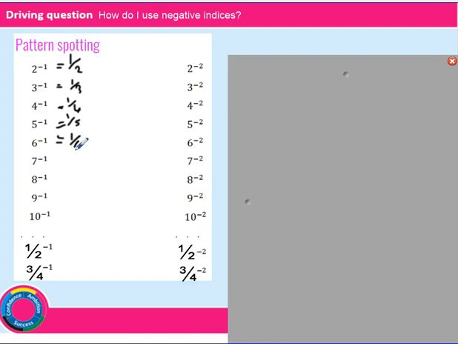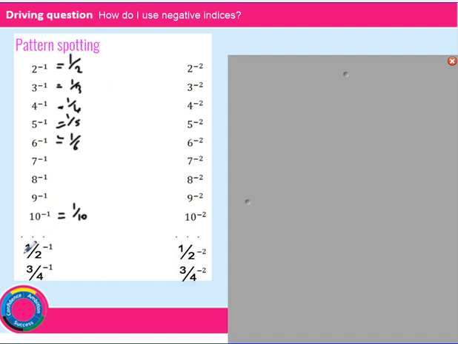One over 6, 1 over 7, 1 over 8, 1 over 9, 1 over 10. What's the pattern? What do you think these three would be? 1 over 7, 1 over 8, 1 over 9. What would 11 to the power of negative 1 be? 1 over 11. So anytime you raise a number to the power of negative 1, we just do the reciprocal of that number. In other words, 1 divided by that number.